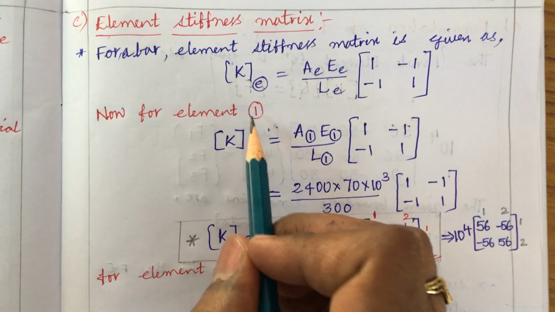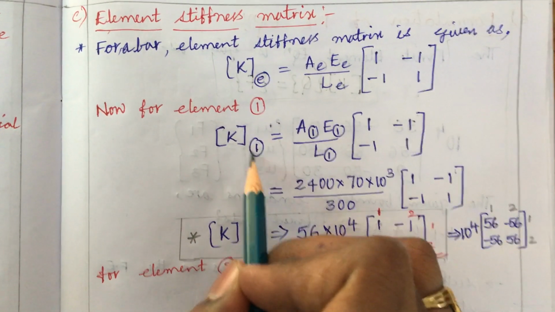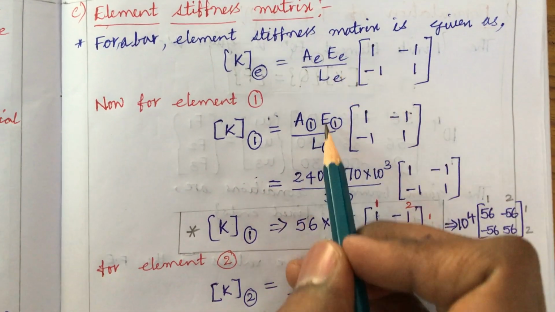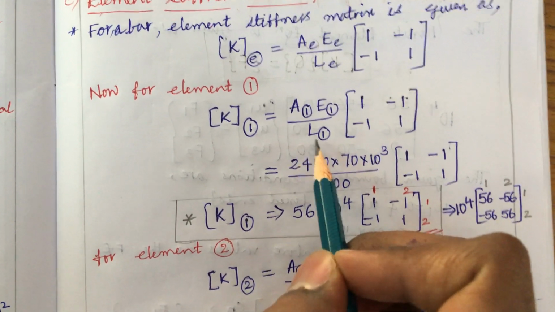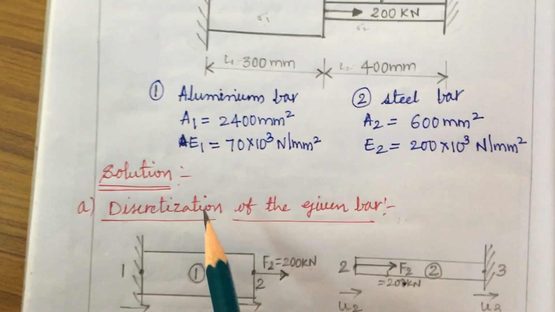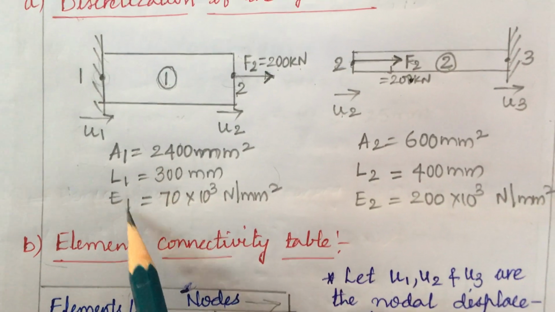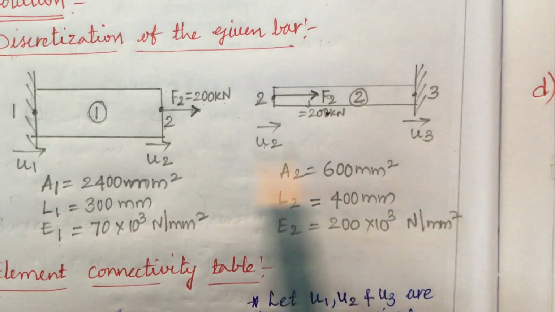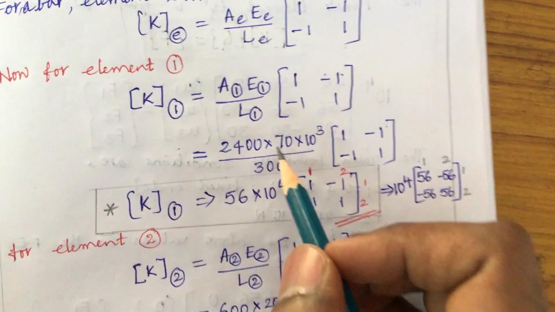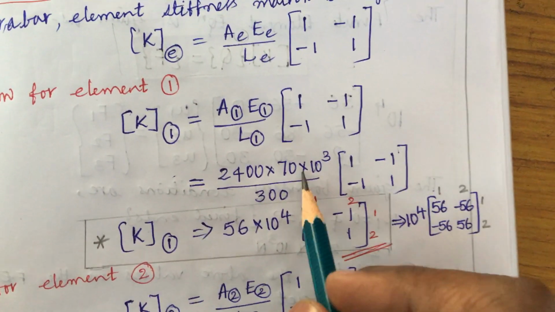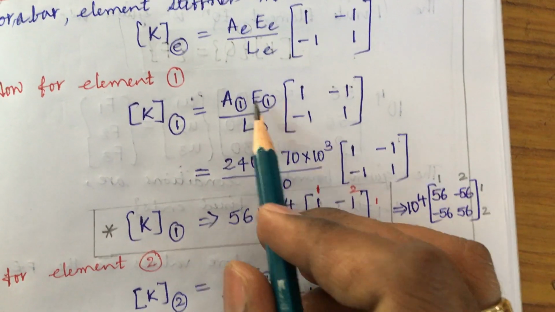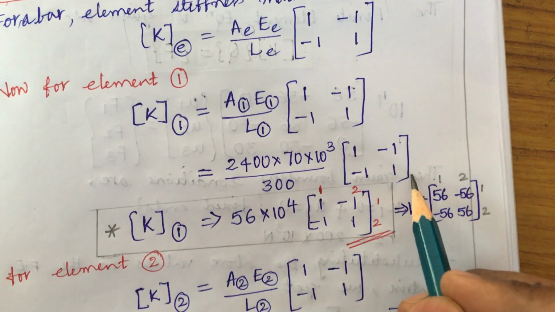Now for the element 1, ఇప్పుడు element 1 కి stiffness matrix మనం రాయాలంటే ఏం రాస్తాం, ఈ ప్లేస్ లో 1 రాస్తున్నామని అర్థం. Getting A1 E1 L1 అనేది మనకి ప్రాబ్లం లో క్వశ్చన్ లో ఇచ్చారు. This is what, isn't it? A1 E1 L1, A2 E2 L2. Getting, you are supposed to substitute that. They all are given in millimeter and Newton per mm square. So 1 minus 1 minus 1 1, it's all.